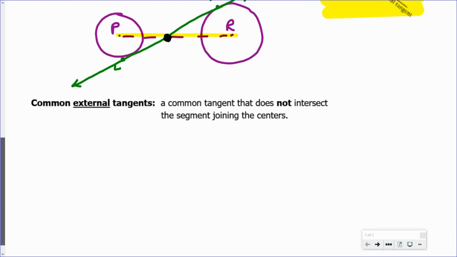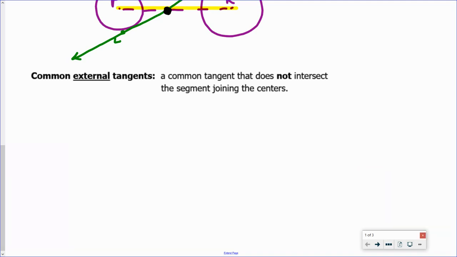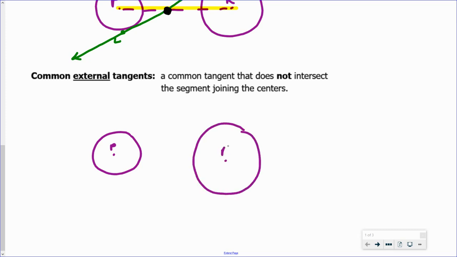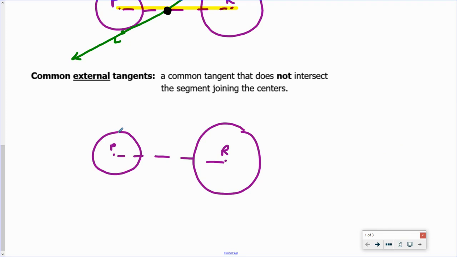Now let's take a look at common external tangents. So I'm going to start my diagram roughly the exact same way. I'm going to draw a circle and call that circle P. And then a second circle, call that circle R. And again, we're going to draw in the line segment that connects the centers. So now this time, I'm going to draw another line that's tangent, again we'll call it LM, to circle P and to circle R.